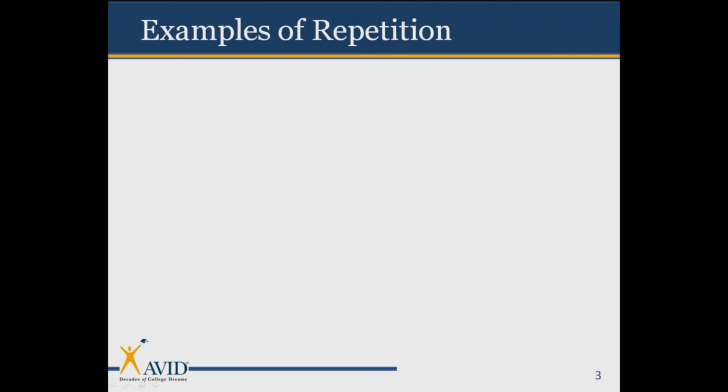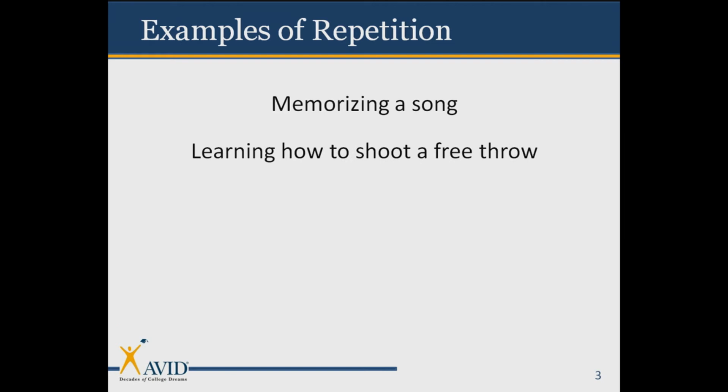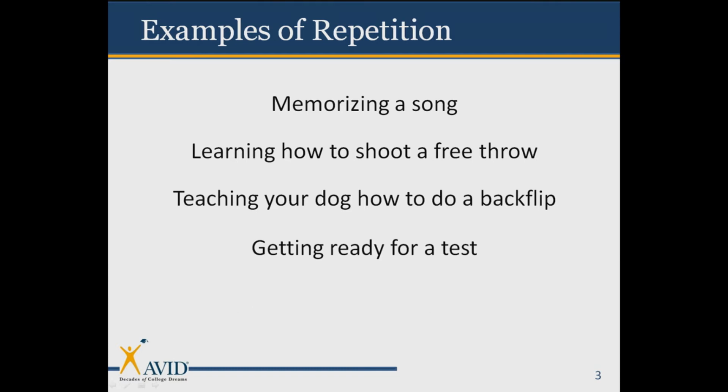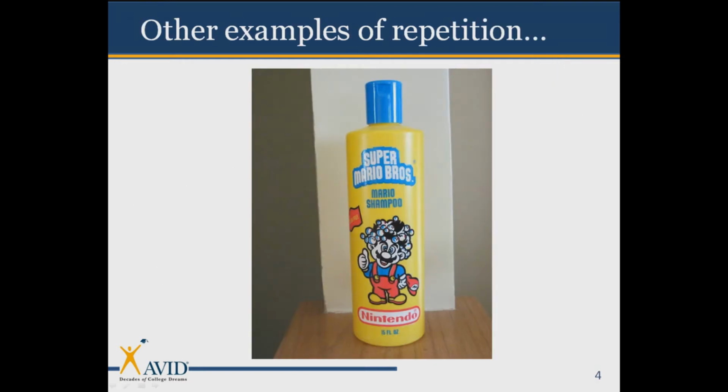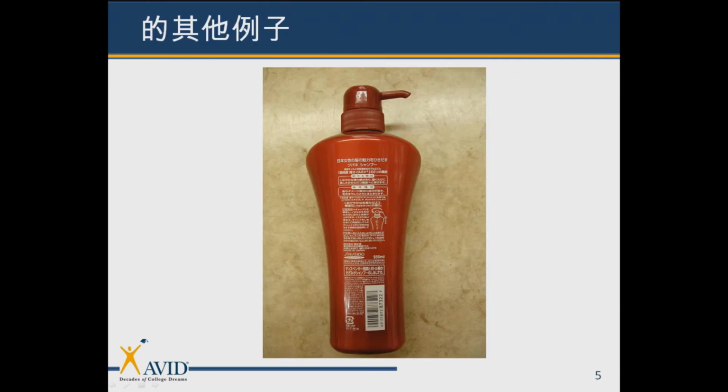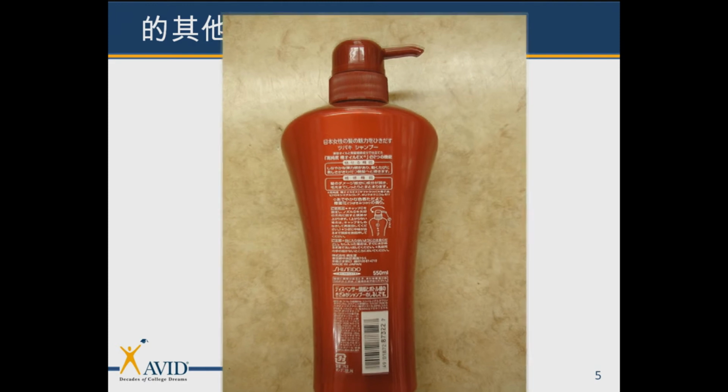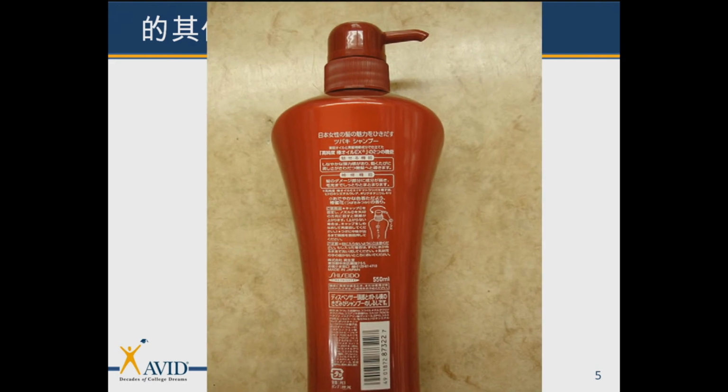So why is this the word of the day? Well, what are some examples of repetition in our life? Maybe if you're memorizing a song, maybe if you're learning how to shoot a free throw, maybe you're trying to teach your dog how to do a backflip, or maybe if you are getting ready for a test. All of those are things that you learn through repetition. One more example, hopefully most of you wash your hair. Maybe some of you use Super Mario Brothers shampoo like I do. If you flip that shampoo over to the back, you're going to see instructions that say wash, rinse, repeat. Don't blame me if you can't read Chinese.